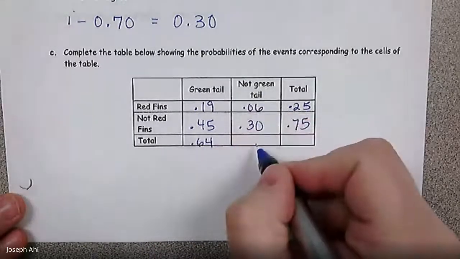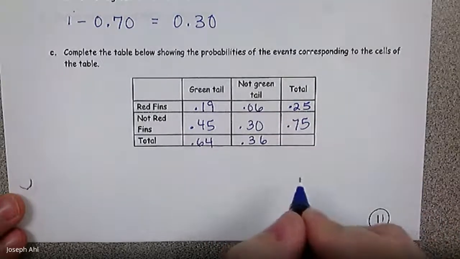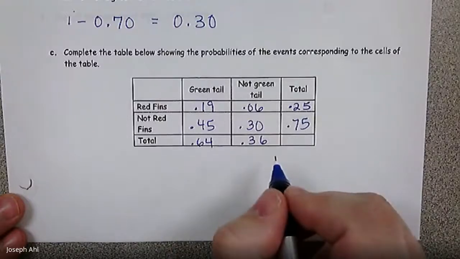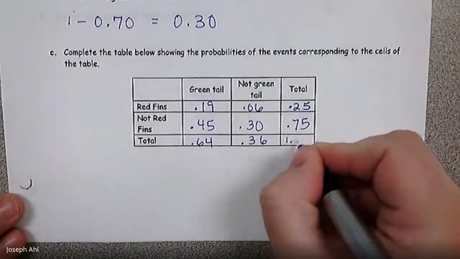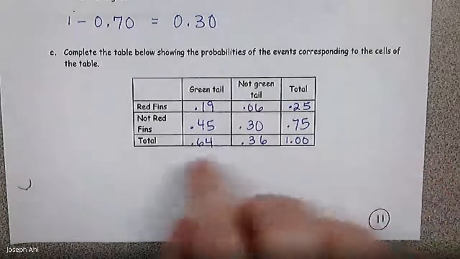All right, this column would add up to, for not green tails, 0.36. And finally, your totals adding across should equal the same. And not only should they equal the same, they should equal 1.00. We should have accounted for 100% of the fish in this specific tank that we're looking at here, which is exactly what we have when we add up these totals.